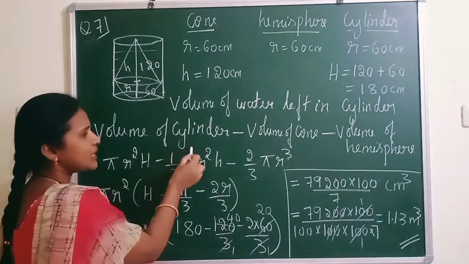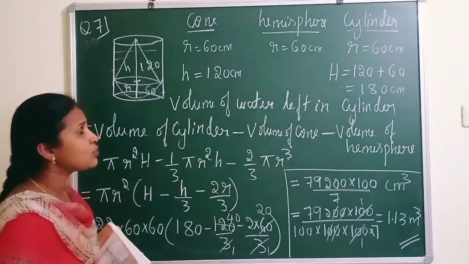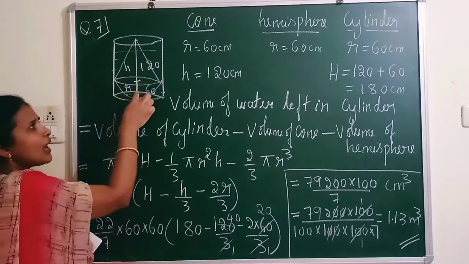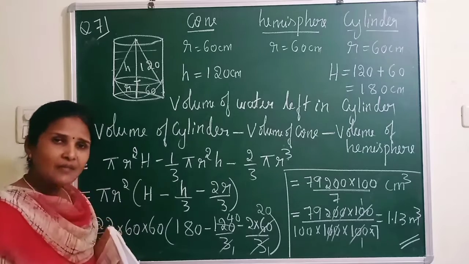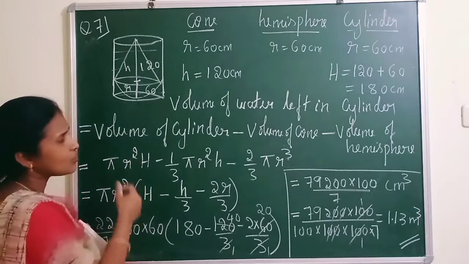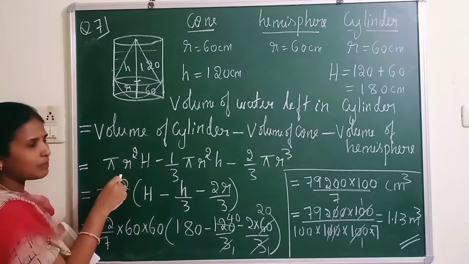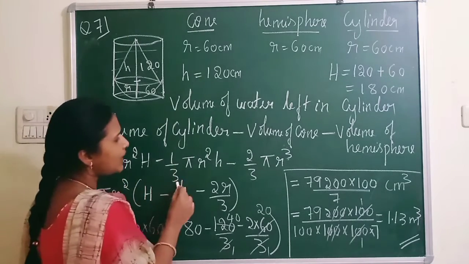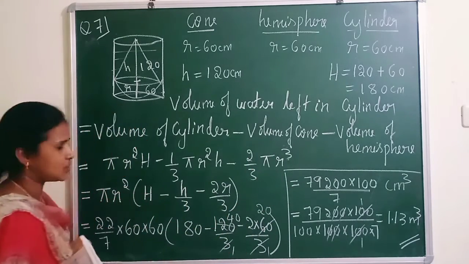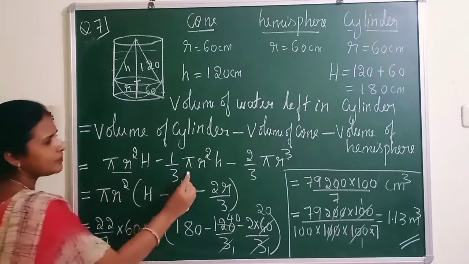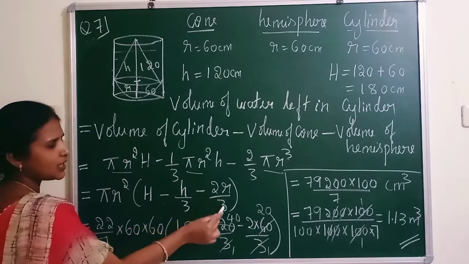So volume of cylinder minus volume of cone minus volume of hemisphere. So you have to subtract volume of cone and the volume of hemisphere from the cylinder. So even when there is a cavity also we are doing subtraction. In this case also we are doing subtraction. So what is volume of cylinder? Pi r square h, minus 1 by 3 pi r square h is the volume of cone, minus 2 by 3 pi r cube is the volume of hemisphere. Now take pi r square common in all the three. Remaining h minus h by 3 minus 2r by 3.